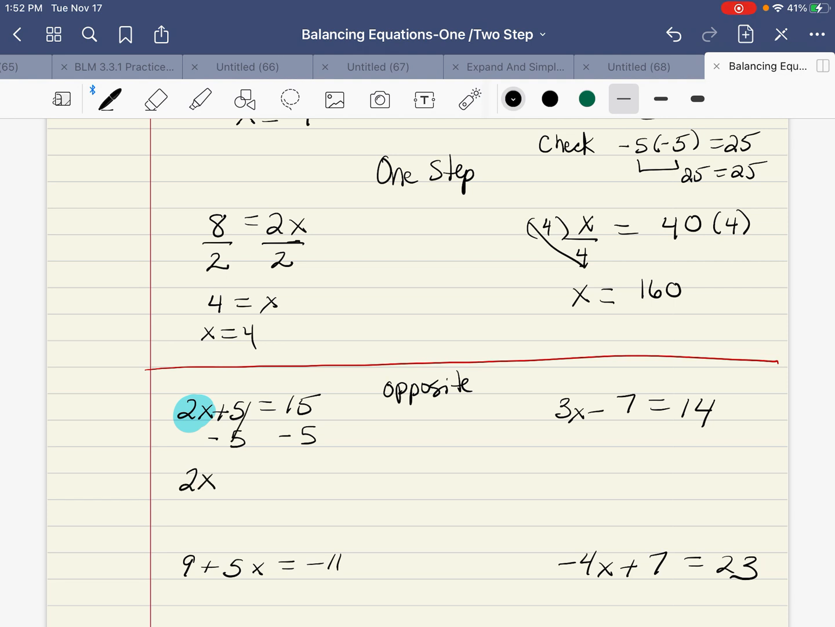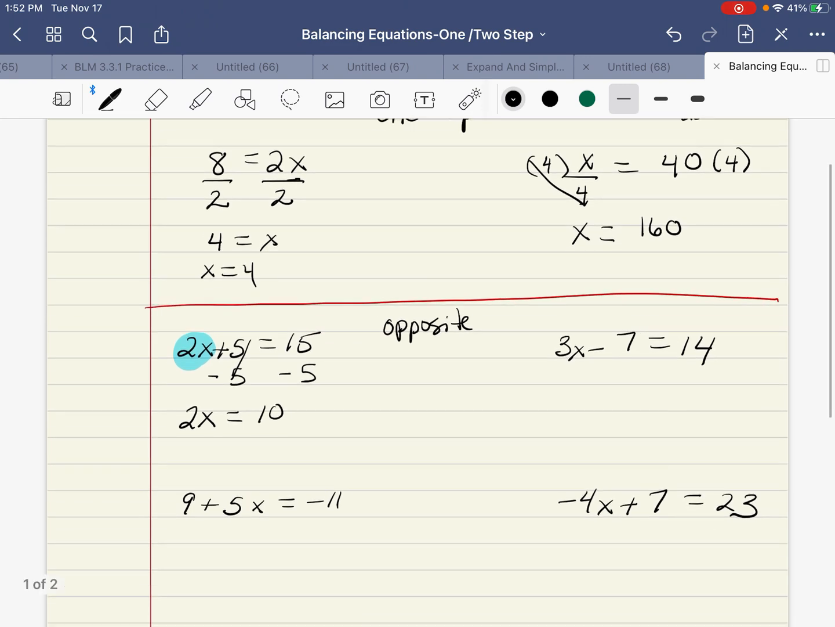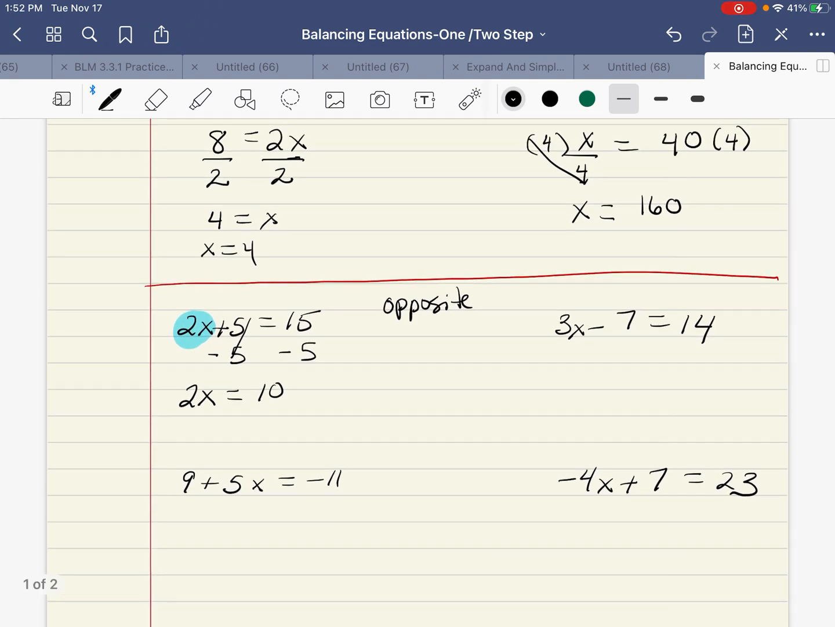So you're going to cancel here. 15 take away 5 is 10. And now you're down to here. You're going to deal with that. You're just going to want 1x, so you're going to divide by 2. And we'll just do that over here. X is going to be 5.